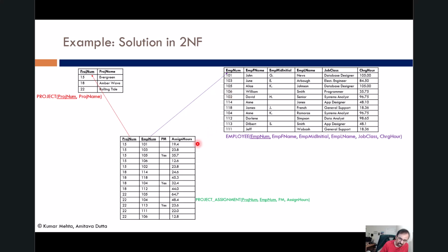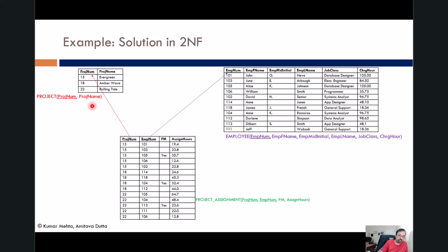Now, think of the project table. If I want to add a new project, I would know the project number, and I would know the name of the project, and I could add a new record over here, isn't it?